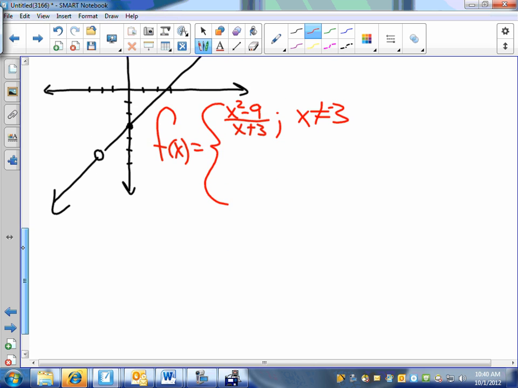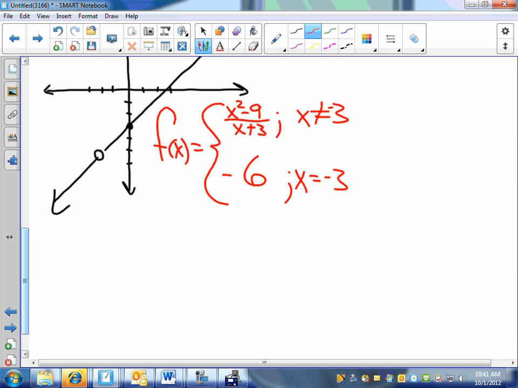Okay. So f of x is going to be x squared minus 9 over x plus 3 for values x not equal to negative 3. But now I have to fill the discontinuity by putting negative 3 back into my function. And if x is going to be equal to negative 3 at a certain spot, in order to make it continuous, what value should I put in there?